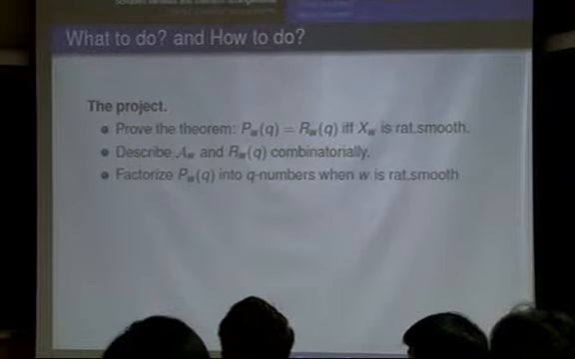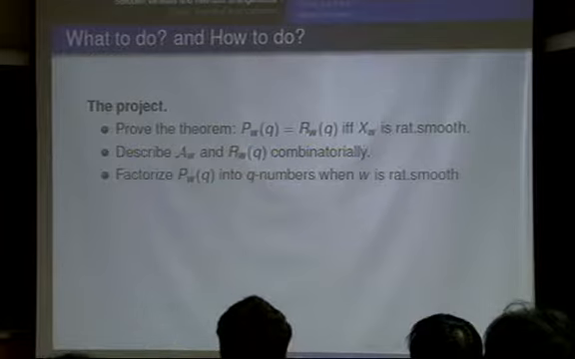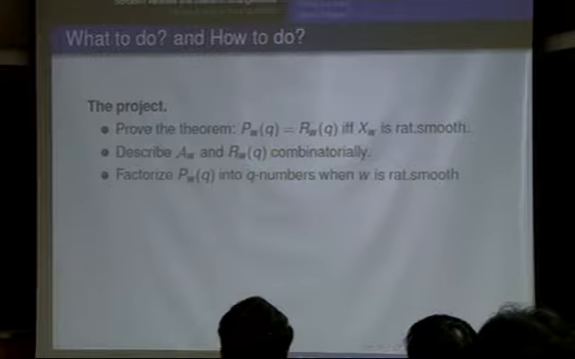So the project is to prove this theorem that two polynomials coincide if and only if this variety is rationally smooth. We want to describe this hyperplane arrangement and the region polynomial more explicitly and combinatorially. Using these tools, we want to factorize this Poincare polynomial into q-numbers when W is rationally smooth. I say W is rationally smooth when the corresponding Schubert variety is rationally smooth.